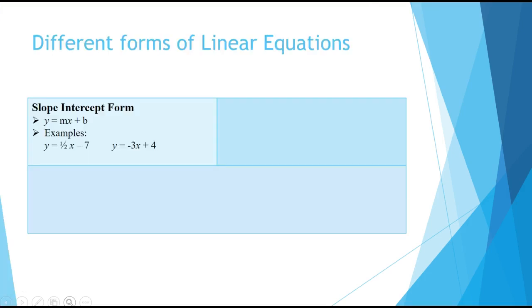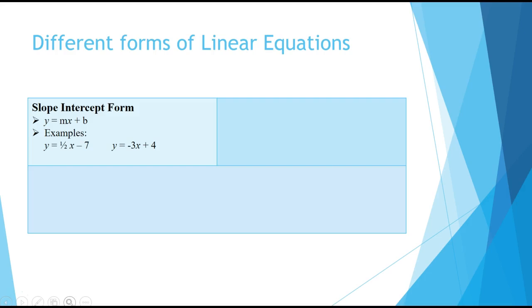First, let's quickly go over the different forms of linear equations. The most popular tends to be slope-intercept form, which is y equals mx plus b, where m represents your slope and b represents your y-intercept. Some examples: y equals 1/2 x minus 7, and y equals negative 3x plus 4.